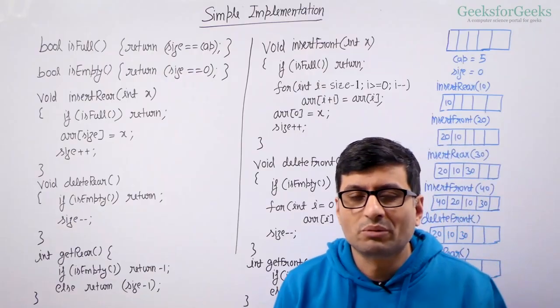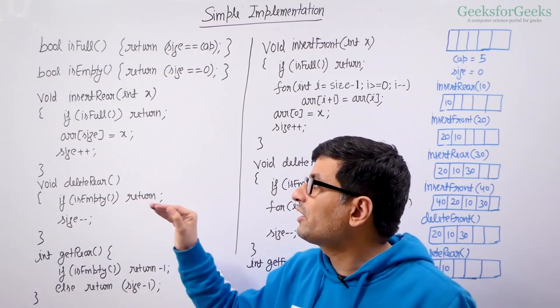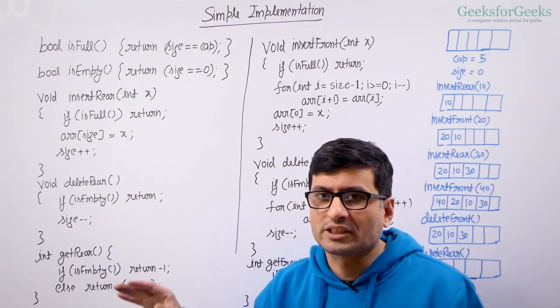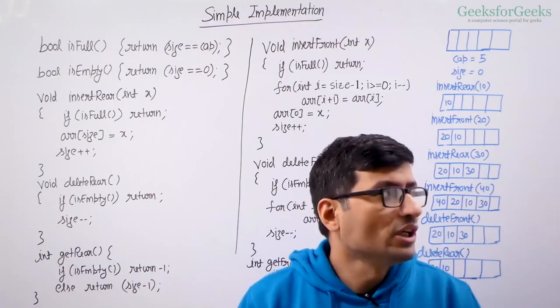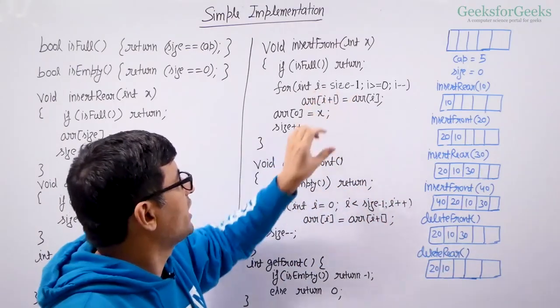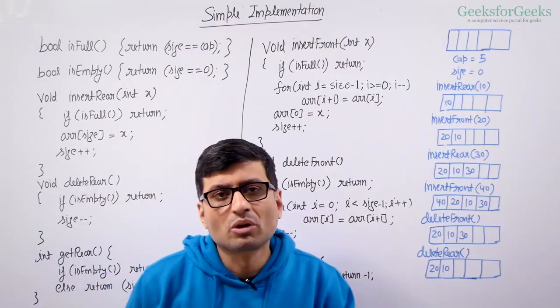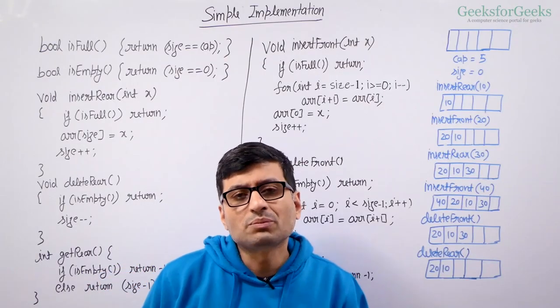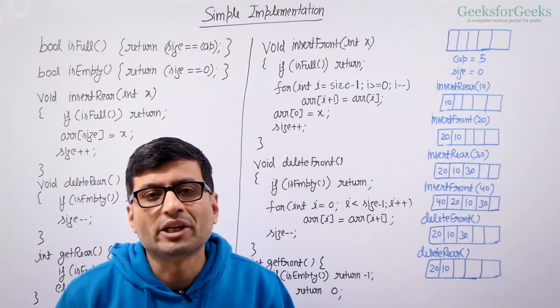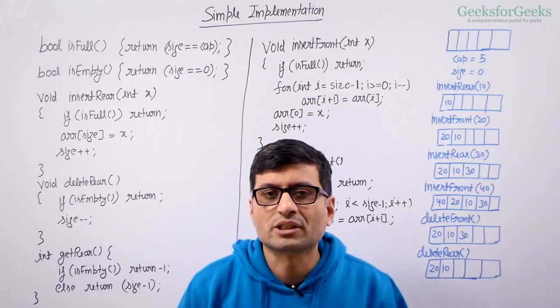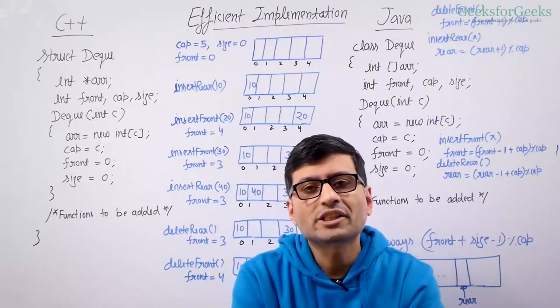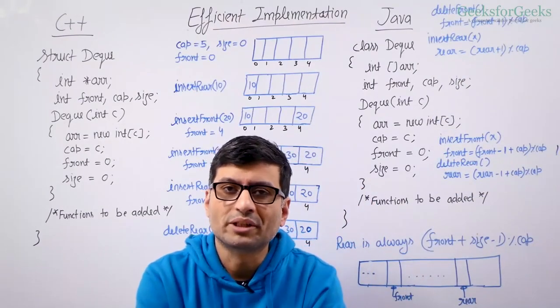The problem with this implementation is that insert rear and delete rear are fast. They are both big O of 1 operations, but insert front and delete front are big O of n operations. Now please pause this video and think of an implementation where all these 4 operations are big O of 1. Let us now talk about the efficient implementation.